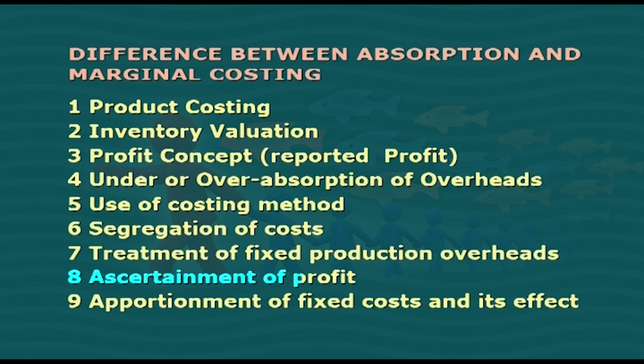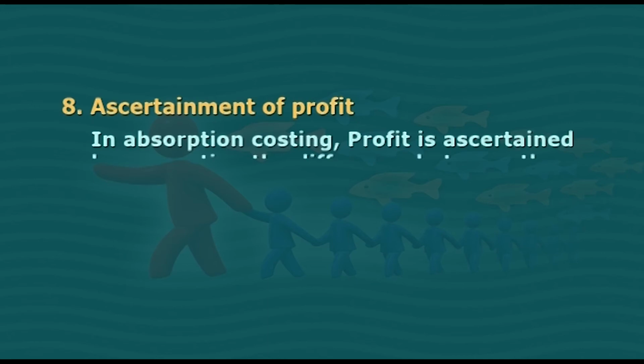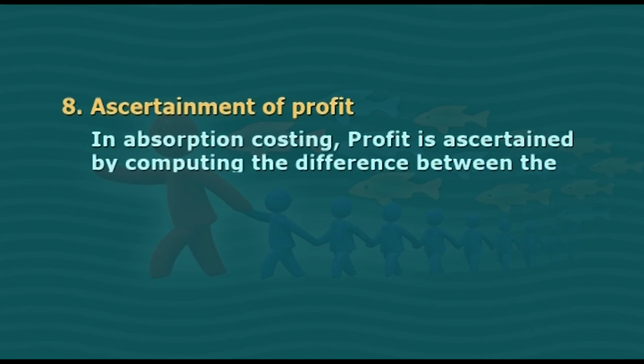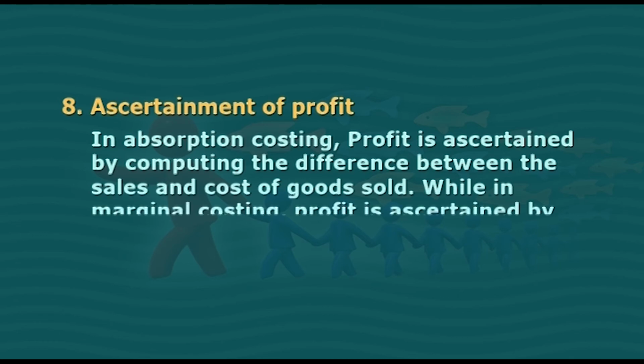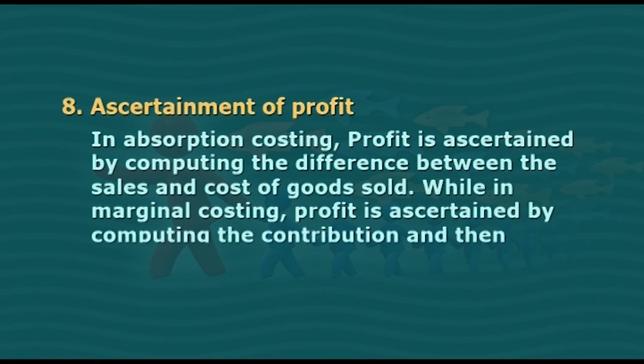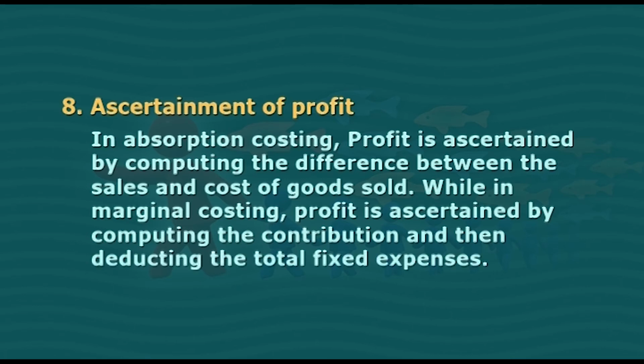Eighth is ascertainment of profit. In absorption costing, profit is ascertained by computing the difference between the sales and cost of goods sold, while in marginal costing, profit is ascertained by computing the contribution and then deducting the total fixed expenses.